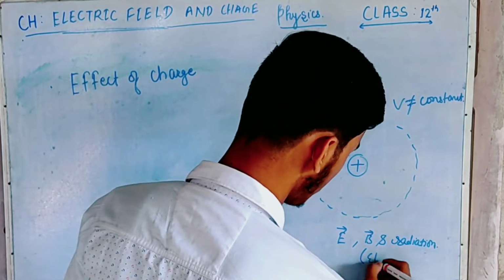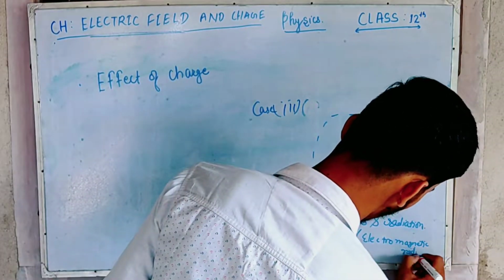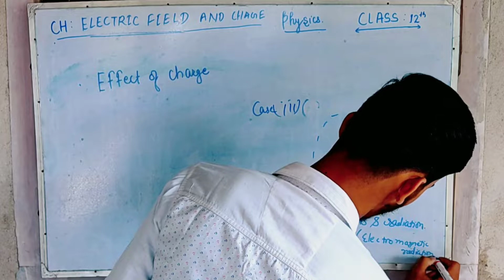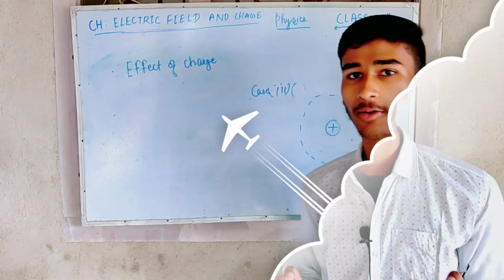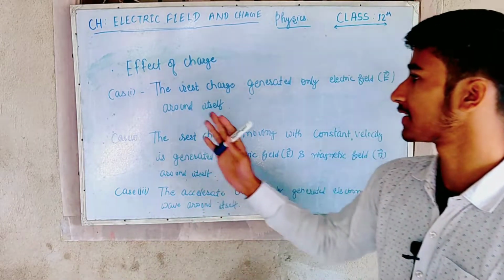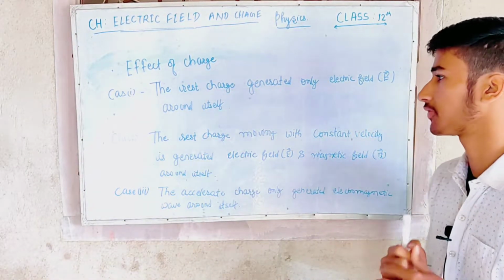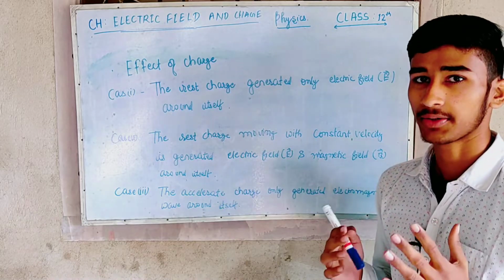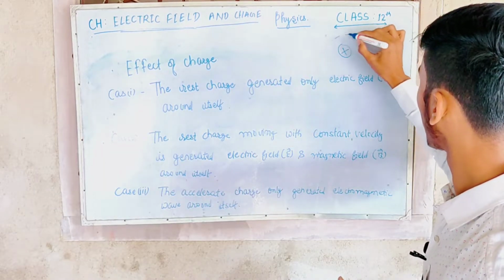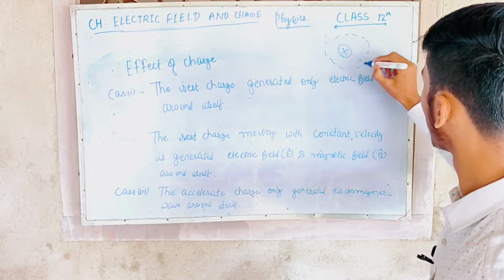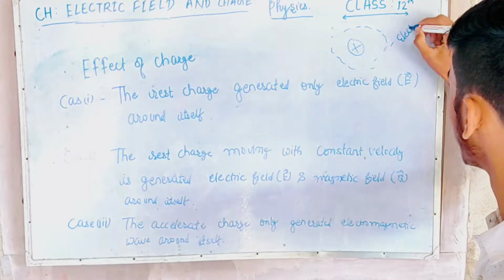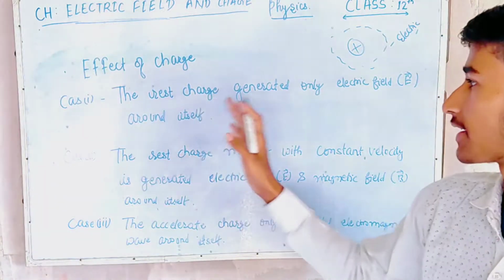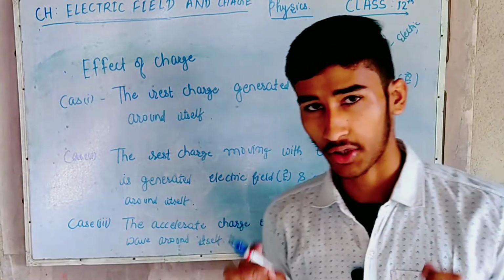So basically these are the 3 cases of effects of charge. Of all the cases, the first case is the rest charge, which generates only an electric field around itself. As you can see, it produces only an electric field around itself, right? In the first case the rest charge generates only an electric field around itself.